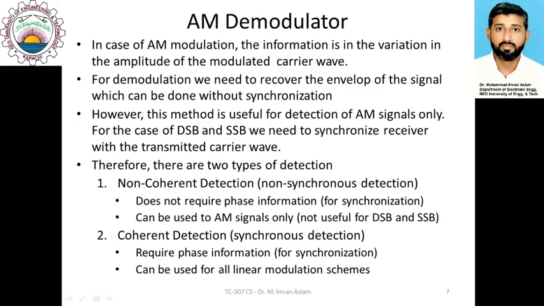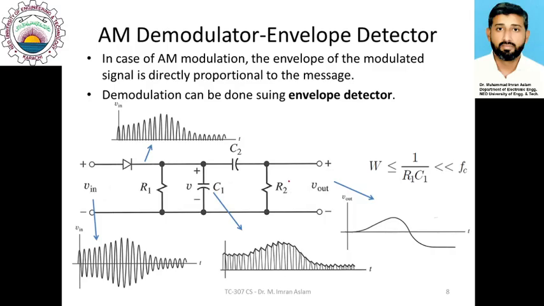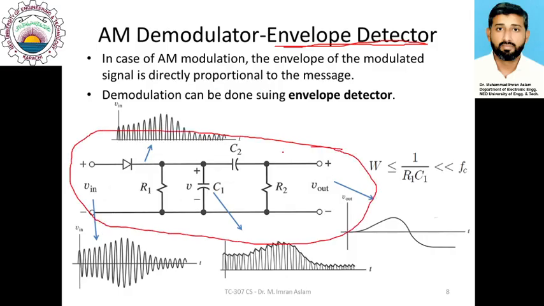So let me individually discuss both types of detection scheme. Let us start with the non-synchronous detection, which is called the envelope detector. In an envelope detector, as the name says, it detects the envelope of the incoming AM signal. So how does it work? This is a simple illustration of envelope detection. We have this circuit diagram of the envelope detector.